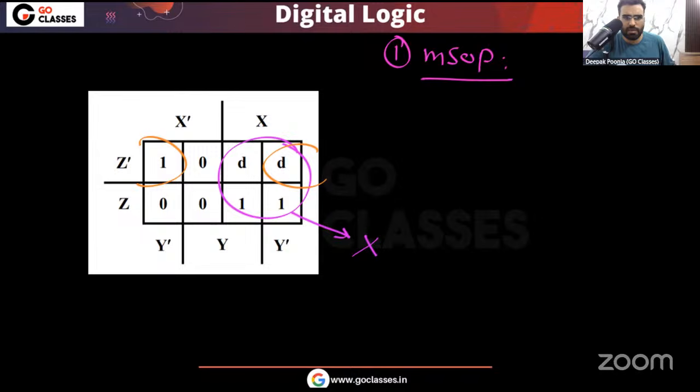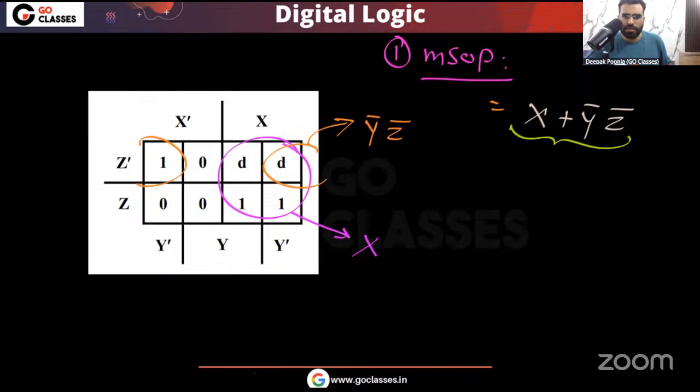Now let's see what about this orange cube. What is the product term corresponding to this orange cube? You can see this orange cube is in the area Y bar, also in the area Z bar, Y bar, Z bar. So what is the minimal SOP? The minimal SOP expression that I got is X or Y bar, Z bar.